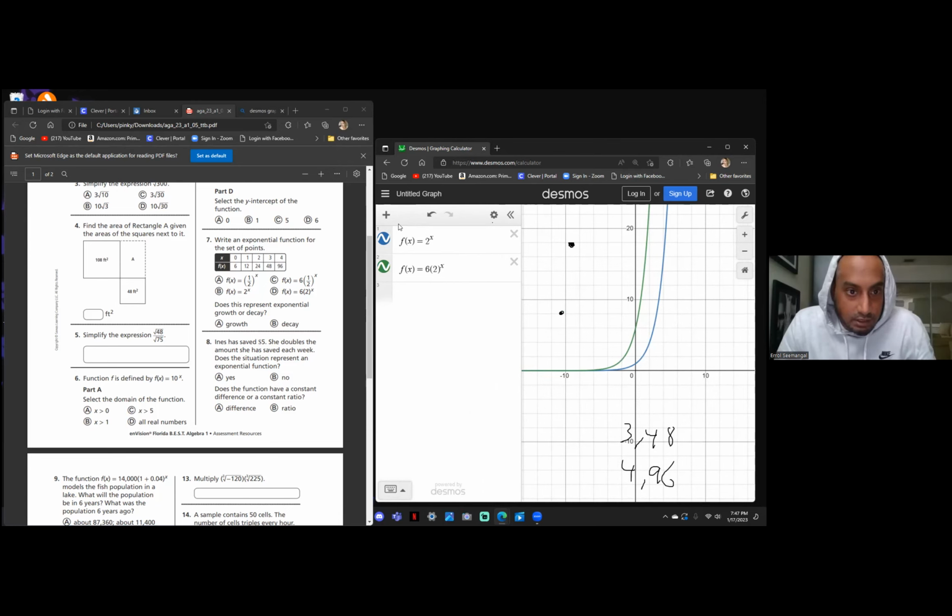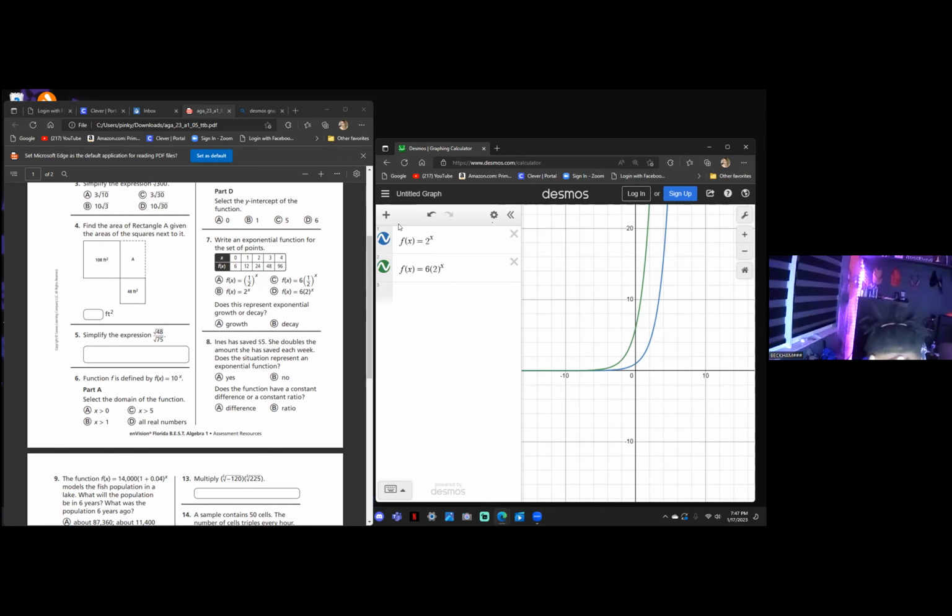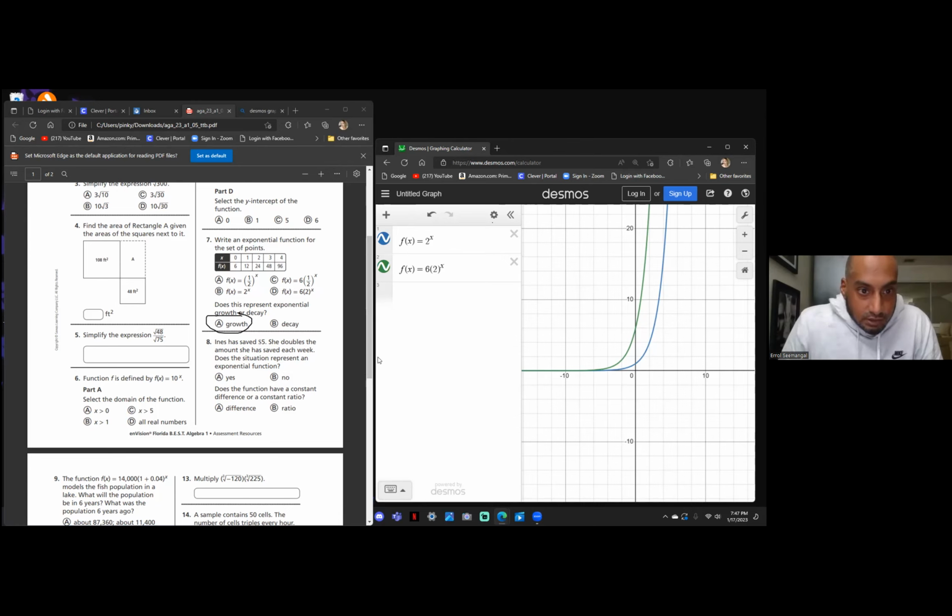All right. So which one was that? That was 7D. And then is it growth or decay? Growth. So it's this one and growth. All right. That's 7, 8.